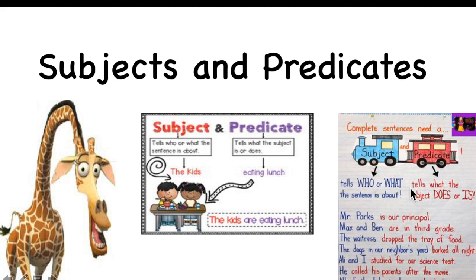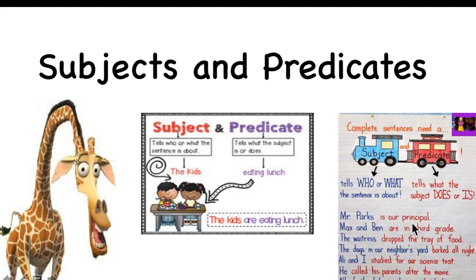The predicate of the sentence begins with the verb. It could be an action verb or it could be a linking verb: am, is, are, was, and were. One more time. The subject of the sentence tells me who or what the sentence is about. The predicate of the sentence tells me what the subject does or is. The predicate begins with the verb, an action verb or a linking verb. Linking verbs are am, is, are, was, and were.